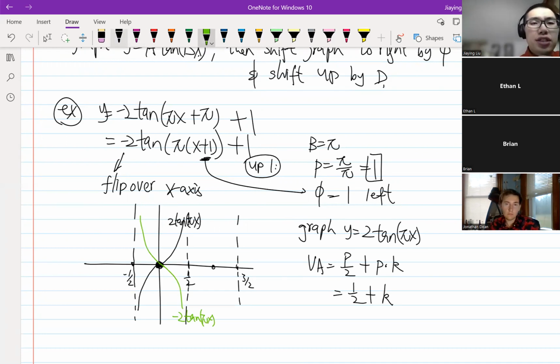So if I take this graph, move it up 1 unit, so this origin is going to be at this point. And the vertical asymptote stays. So I get this graph. So this is a -2 tangent pi x plus 1, shift it up 1. And the very last thing we have to do is move it to the left by 1.